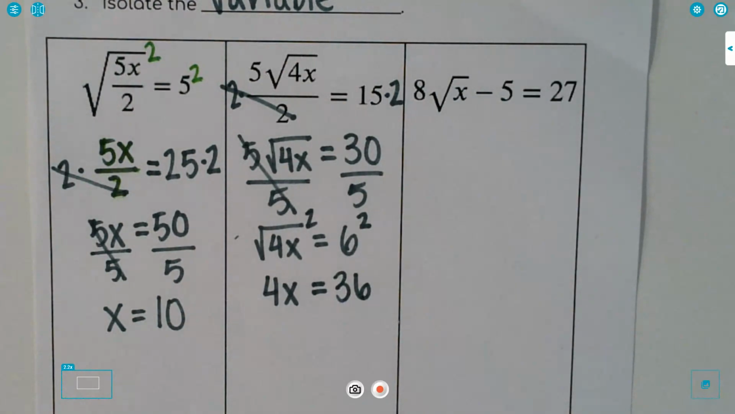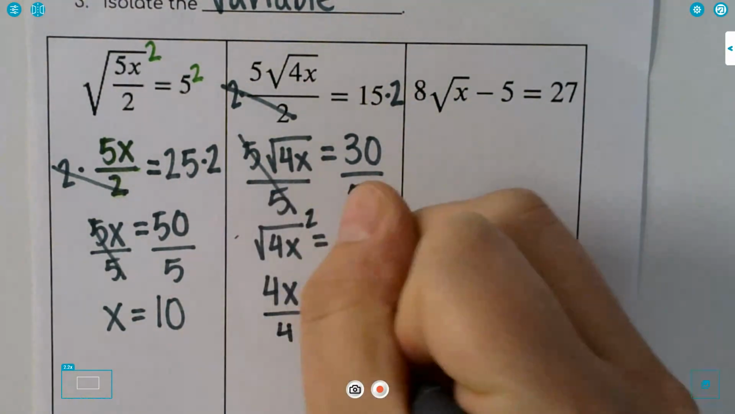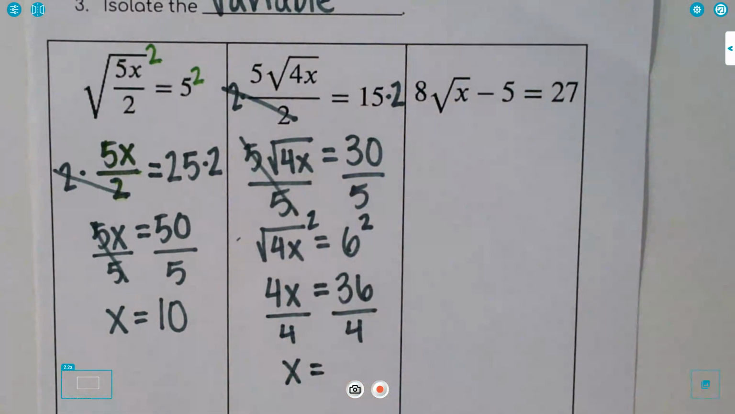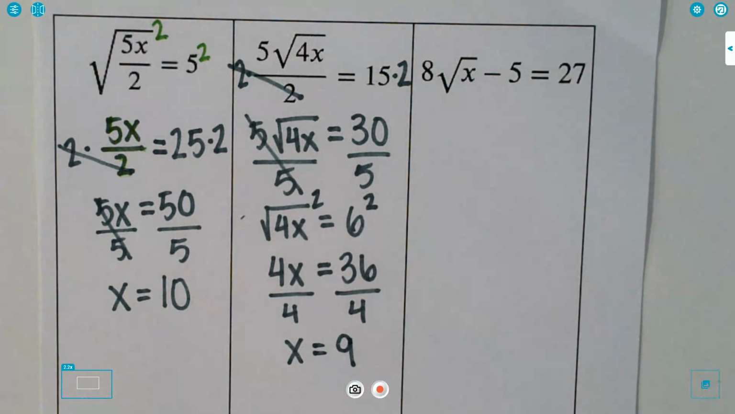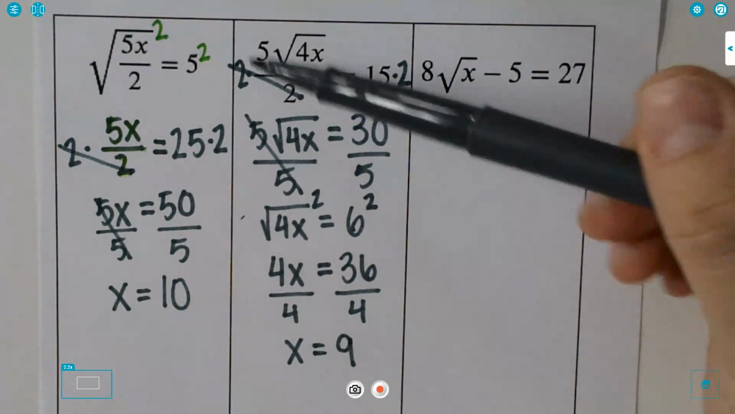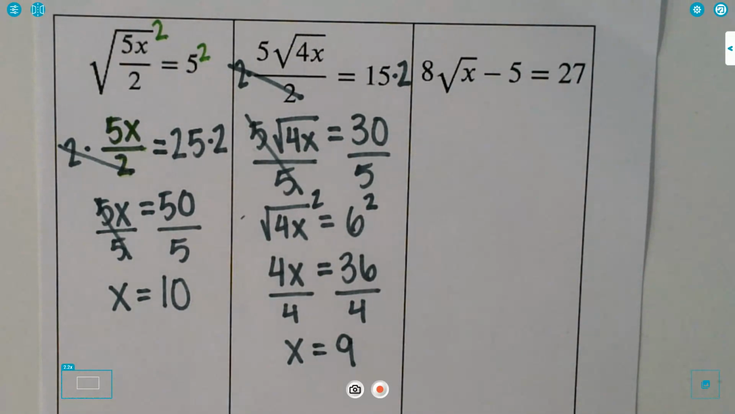Okay. And now, this is a one-step equation. We just got to get rid of that 4. So we're going to divide both sides by 4. So we've got x equals 36 divided by 4 is 9. So in this one, we had to get rid of the 2 and the 5 first, and then we squared both sides of our equation, and then we solved for x.